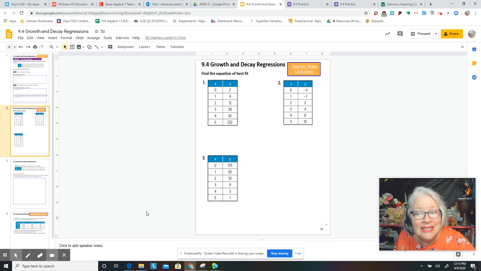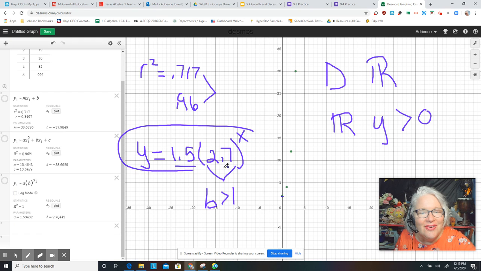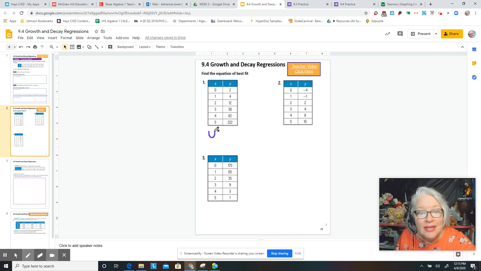Oh, I didn't tell you what to write here. Find the equation of the line of best fit. You are going to write the equation. The equation is what I just wrote right here. This is your answer. Okay? 1.5, 2.7 to the x power. So you'll come over here and type this in the little box that's going to be there. Y equals 1.5. I really didn't need those parentheses. 2.7 to the x. All right. Now, good job.